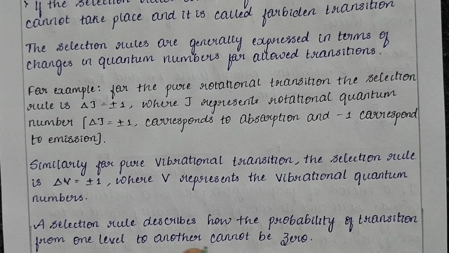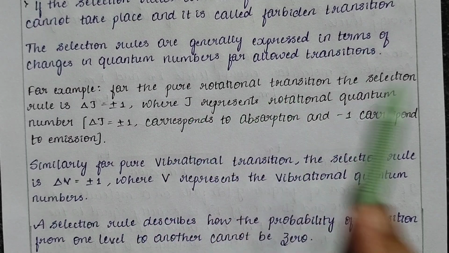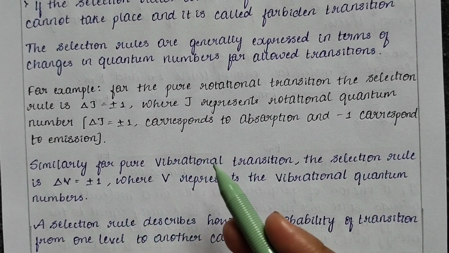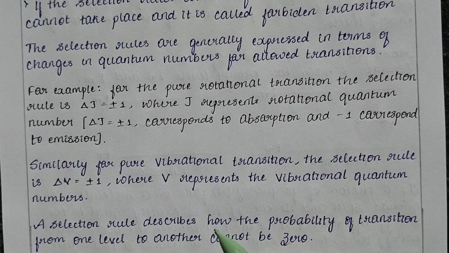And similarly, for a pure vibrational transition, the selection rule is delta V equal to plus or minus 1, where V represents the vibrational quantum number. And similar to the rotational transition, in vibrational transition also, the transfer of electrons from one energy level to another is only to their consecutive next energy levels.